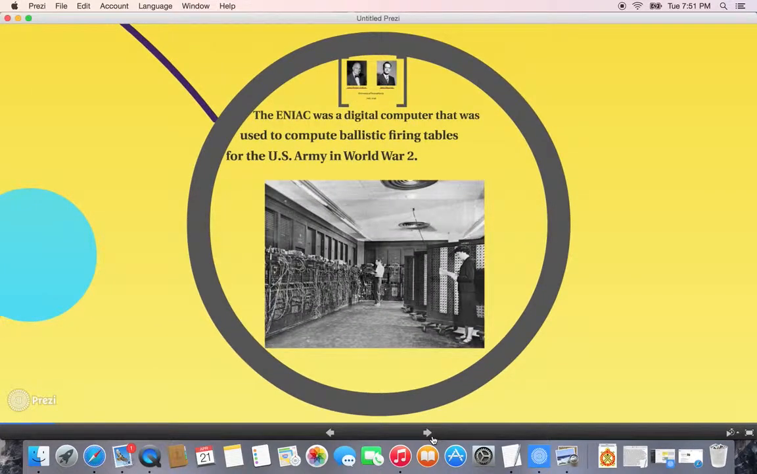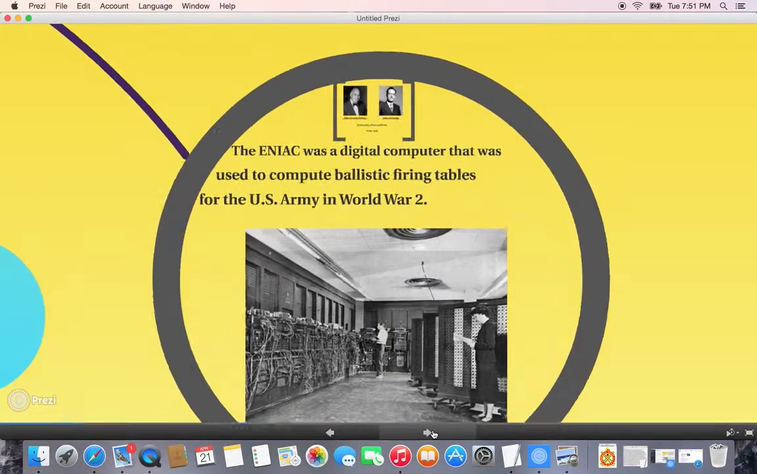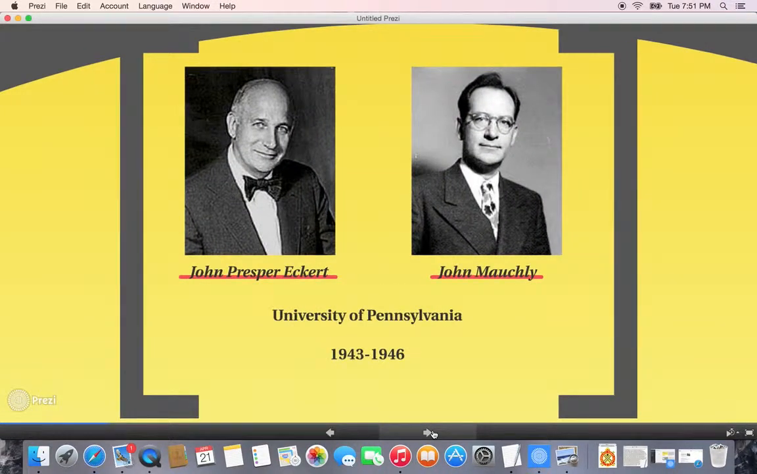The ENIAC was a digital computer that was used to compute ballistic firing tables for the U.S. Army in World War II, which was also what really aided us in basically achieving our victory. It was invented by John Presper Eckert and John Mauchly of the University of Pennsylvania from 1943 to 1946.